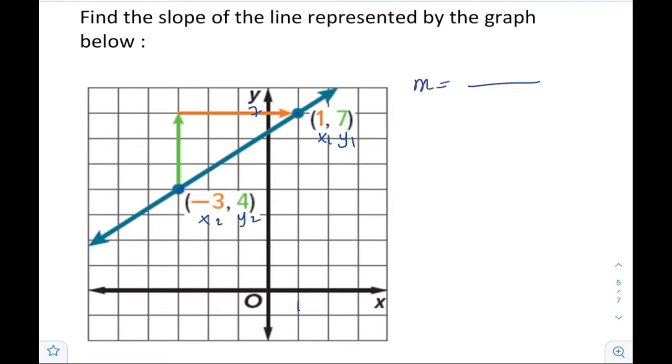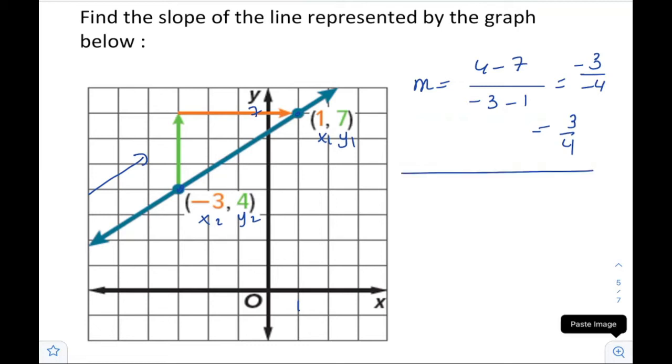This is one of the approaches. So you can say y2 minus y1, 4 minus 7, over x2 minus x1, minus 3 minus 1. So this will be minus 3 over minus 4, which is 3 over 4. Of course, we expect that the slope is positive, because the line increases from left to right, going up from the left to the right. So the slope is positive, and this is one of the ways.